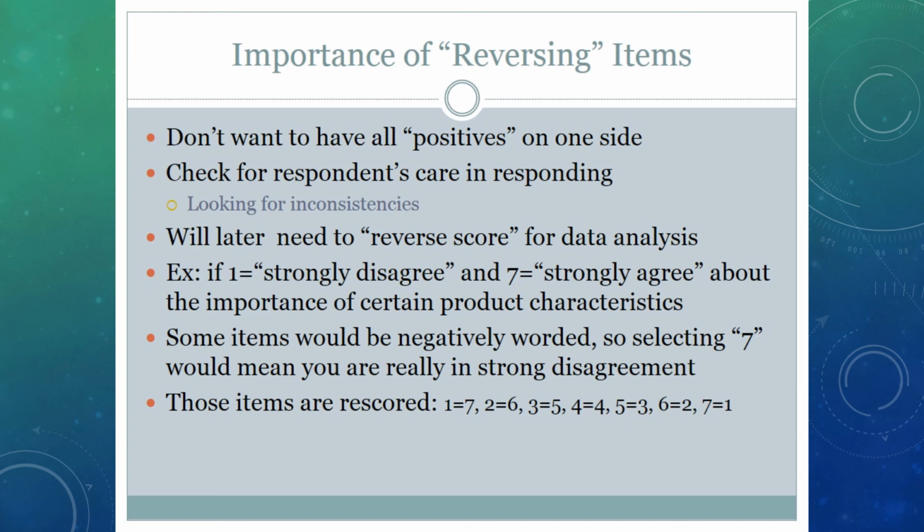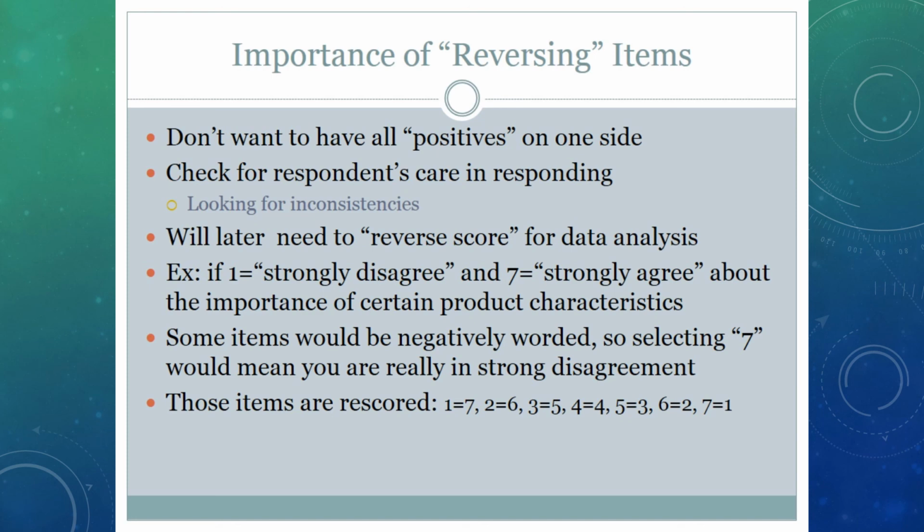If they think something's positive on everything, but then they go on that right-hand side, and you throw in a few negatives on that side as well, and they check everything consistently down the line, that's an inconsistency that you have to question.